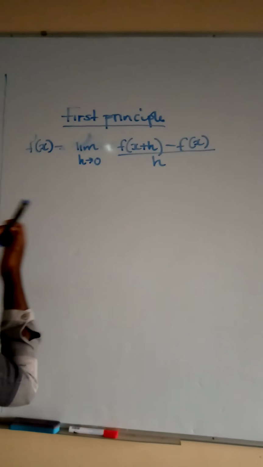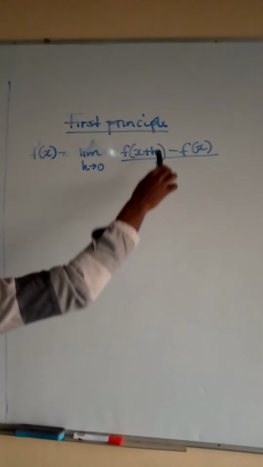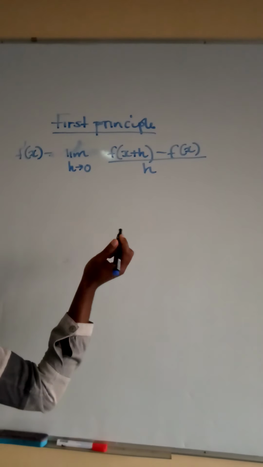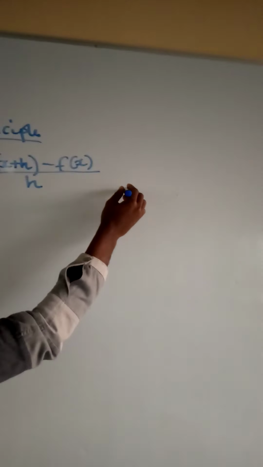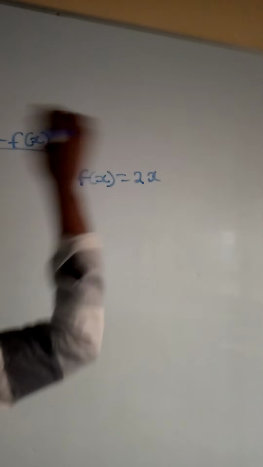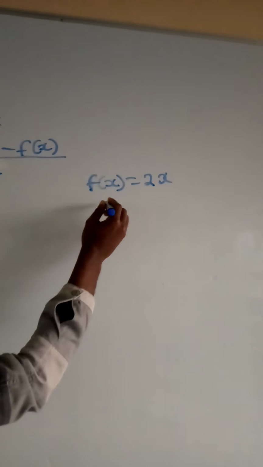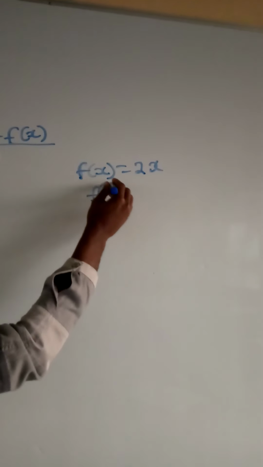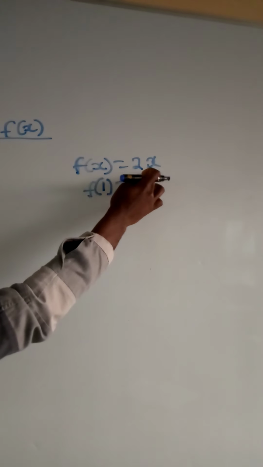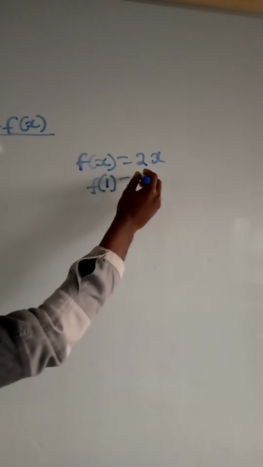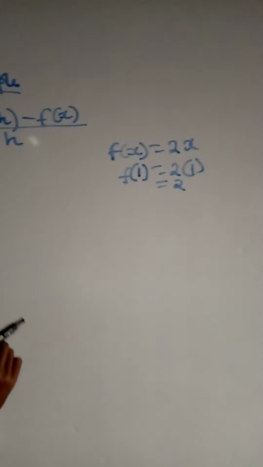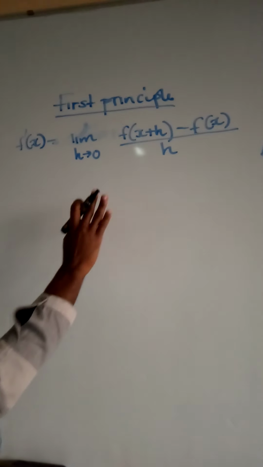over h. In our formula here, if we remember very well, we did functions. Let's say, for argument's sake, the function f of x equals 2x. When we are asked to find f of 1, what we usually do is, where there is x in this function, we put 1. So we can do that and find the value 2. That is the same principle that we are going to apply here.